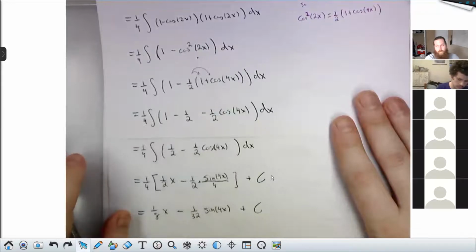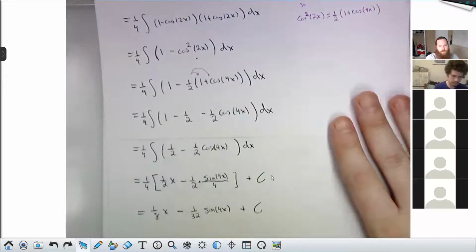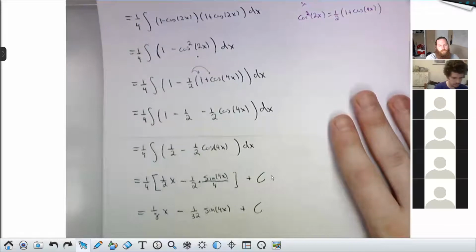And this is how you handle all of the sine cosine integrals where all the powers are even. You just use those double angle or half angle identities and you bash the thing to death with algebra and half angle identities until you get stuff you know how to handle.